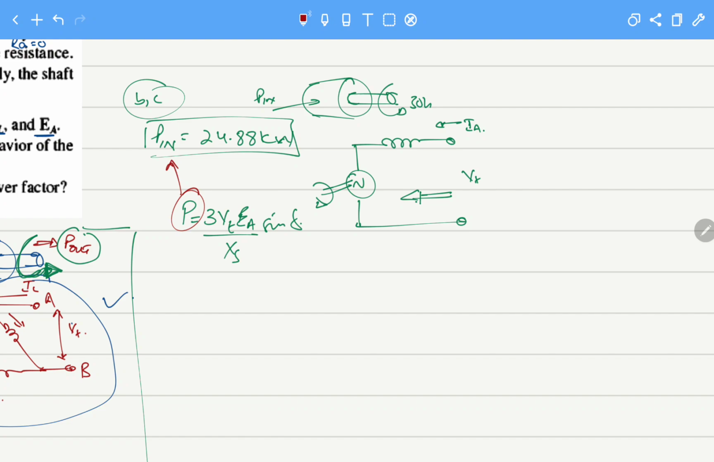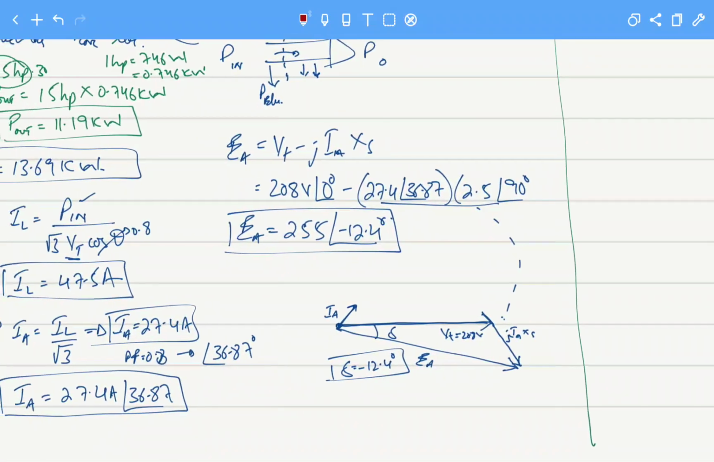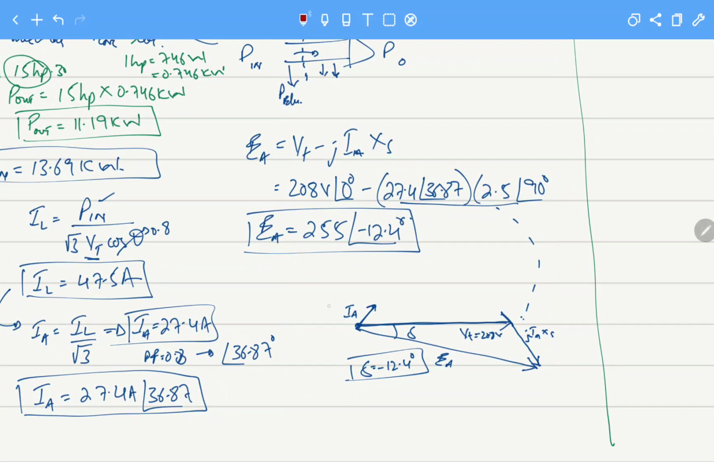Does the terminal voltage change? It will not change. Will EA change after changing the load? No, it will not change, because you have not changed IF. IF is constant, so EA will remain constant. Has XS changed? No, it is the same. So can we calculate delta 2? The only thing that will change here, compared to part A, is delta.